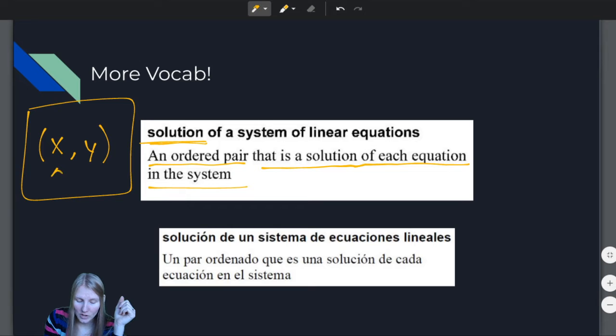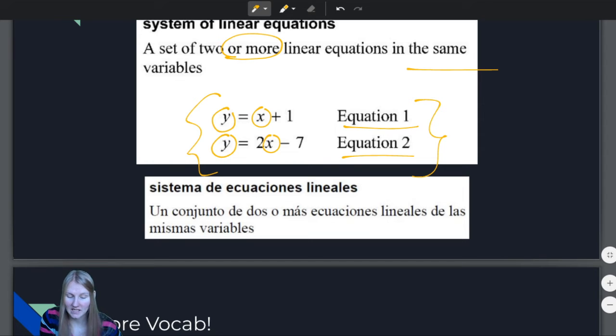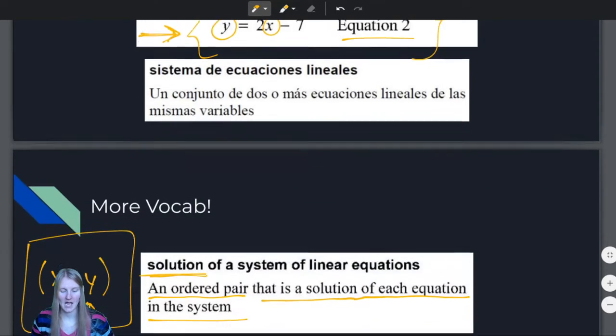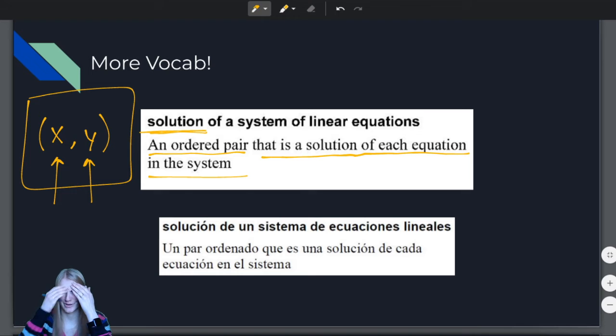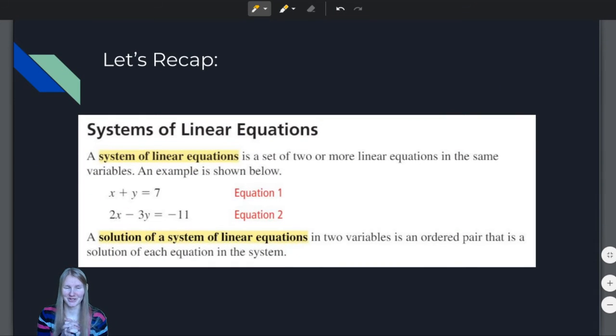So in the end, we're going to get an x and a y, and that x and y needs to work in both of these equations. So I need to get something that is true for equation 1 and something that is true for equation 2 when I plug x and y into them. And if you're confused and you're like, Mrs. Dodge, I'm not 100% following what you're saying, that's okay, because we're going to see some examples in just a second.